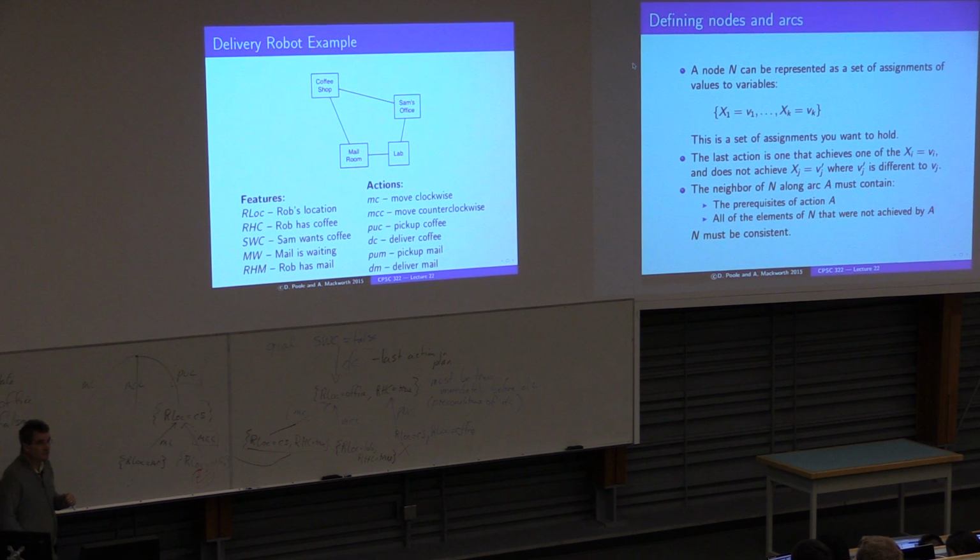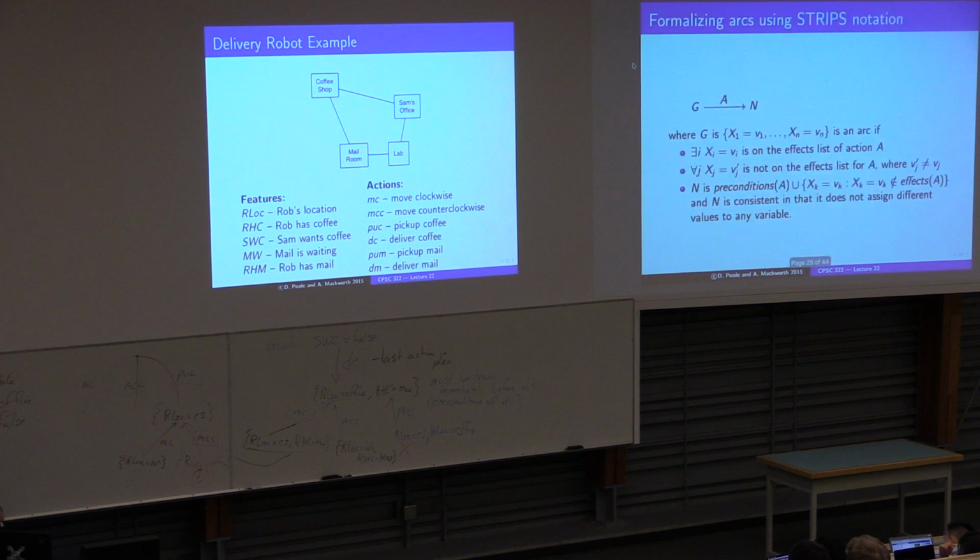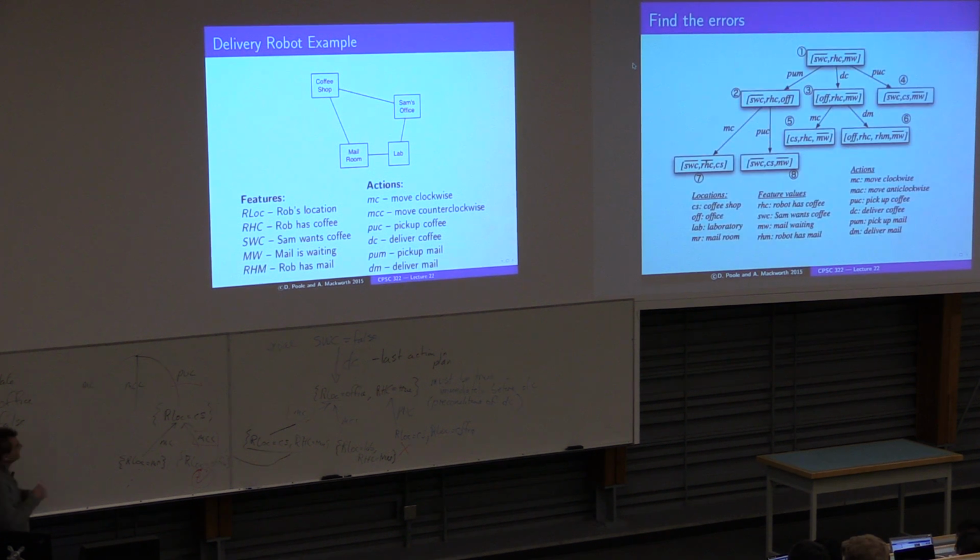Okay, any questions? Does that make sense? Everyone's happy? Good, all right. So now everyone knows what we're doing, and everyone knows how the algorithm works. Let's try and work out what's wrong with this. Our goal is we want Sam to not want coffee. We want the robot to have coffee. And we want there to be no mail waiting.